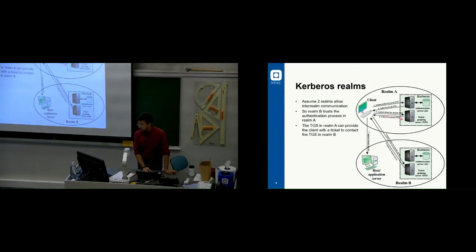The ticket for the remote will be given to this client. It will use that ticket to contact the ticket granting server in the other realm, realm B. Then this ticket granting server in realm B will send a ticket for this remote server. Then that same ticket will be used by this client to access it. So this is all about Kerberos realms.